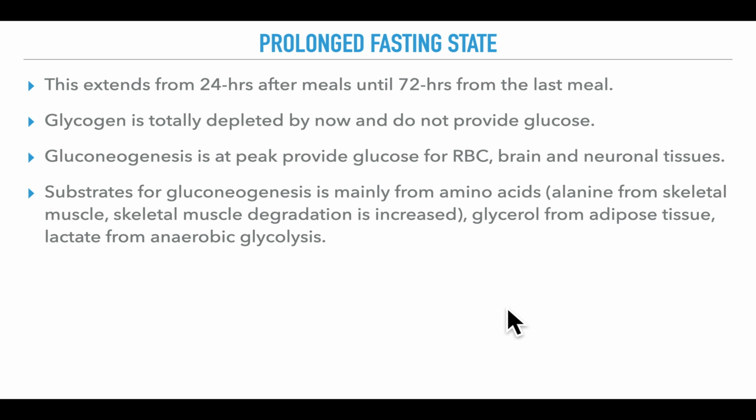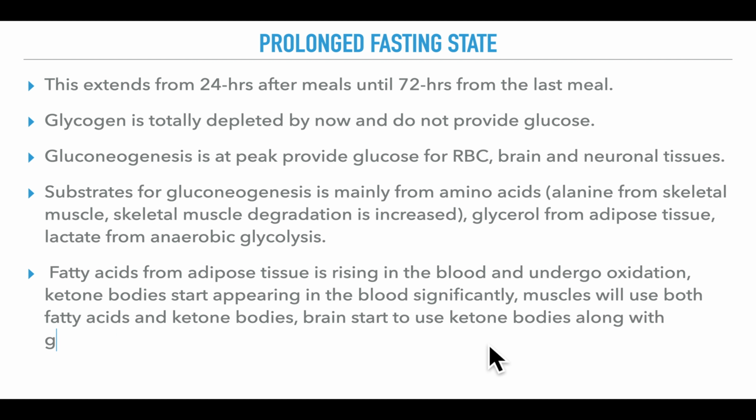Now, the fatty acids from adipose tissue are rising in the blood and undergo oxidation, and ketone bodies start appearing in the blood significantly. Muscles will use both fatty acids and ketone bodies, and the brain starts to use ketone bodies along with glucose. Now, let us move on to see starvation.